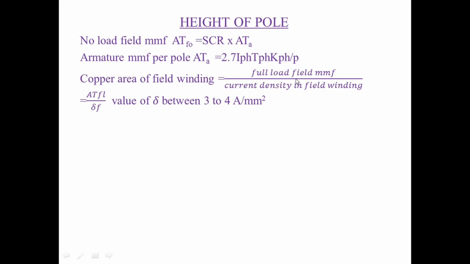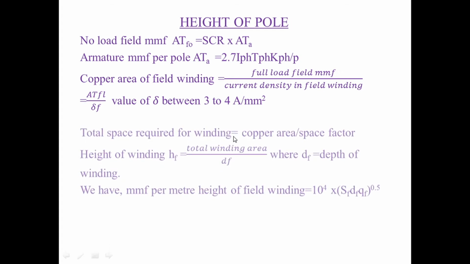full load field MMF to current density in the field winding. So it is equal to full load field MMF, ATFL, divided by the current density in the field winding, that is delta F. The value of delta F can be taken as 3 to 4 amps per millimeter square.